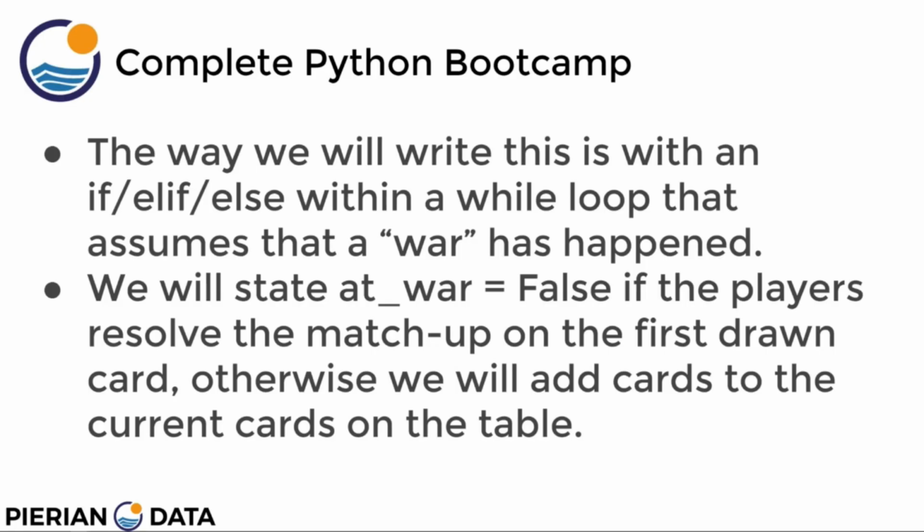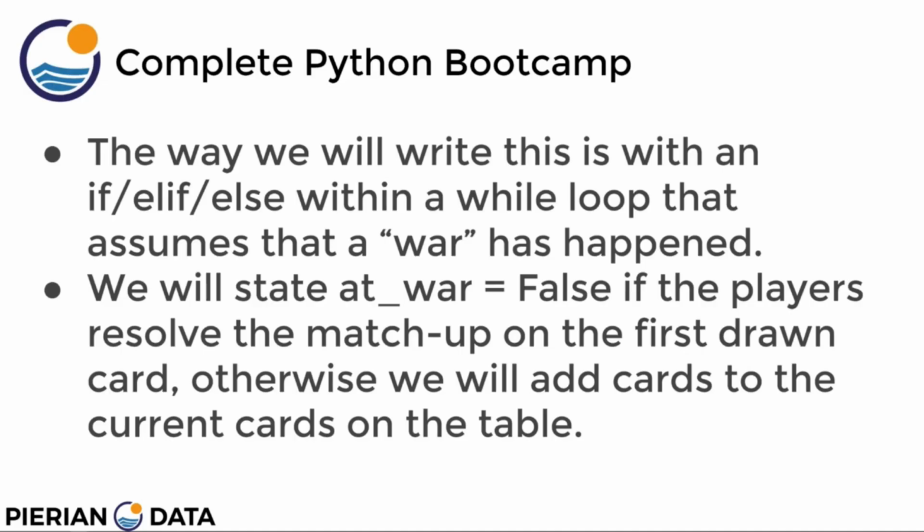The way we're going to write this is with an if, elif, else within a while loop. And that assumes that a war has happened, which is a little strange at first, but hopefully once you see the logic, it actually makes a lot of sense to you. So what we're going to do is state that at_war is only equal to False if the players resolve the matchup on that first drawn card in those first 2 situations.